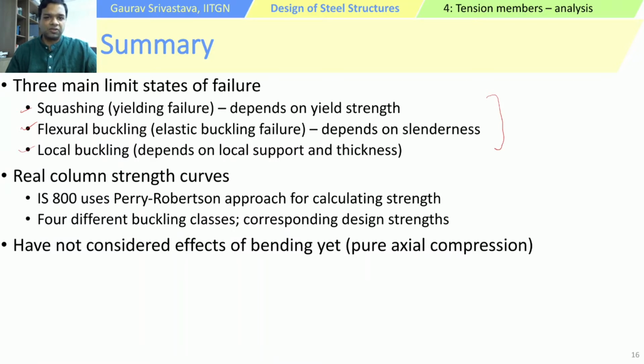There are different factors which govern each of these, and there are different provisions in the code to account for the loss of strength, which consider the real column strength curves, primarily based on the Perry-Robertson approach. And there are different buckling classes which depend on the plate thickness and the amount of support available for each outstanding leg. We have not yet considered the effects of overall bending moment on the column, and this is something we will consider when we start doing beams. So we have done so far members under pure compression.